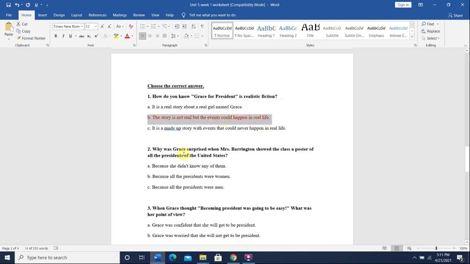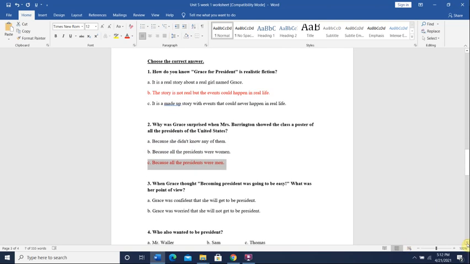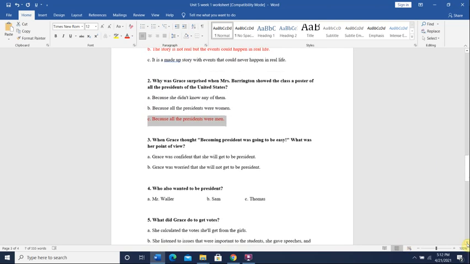Okay, number 2. Why was Grace surprised when Mrs. Barrington showed the class a poster of all the presidents of the United States? Okay, why was she surprised? Why was she shocked? Because she didn't know any of them? Because all the presidents were women? Or because all the presidents were men? She was shocked because all of the presidents were men. Okay, and she even said, "Where are all the girls?" Right after that. So this clue from the story shows us that she was shocked. She was surprised that there was never a female or a woman president.